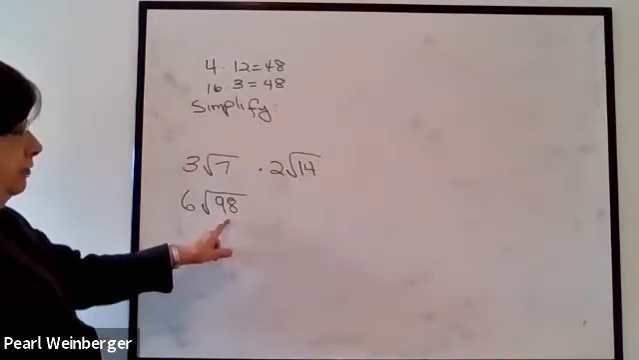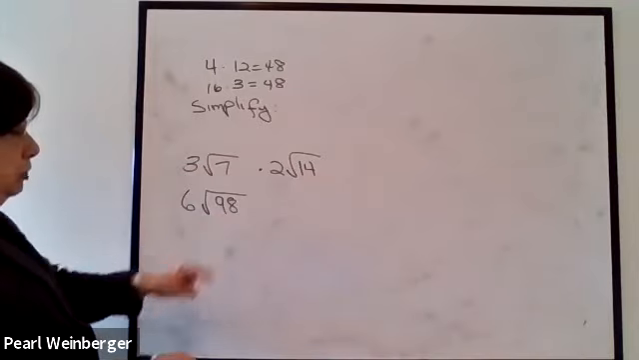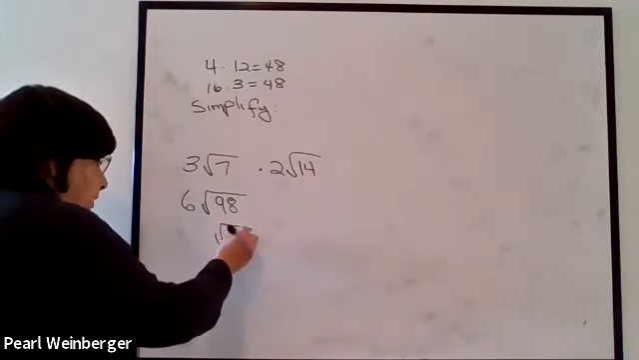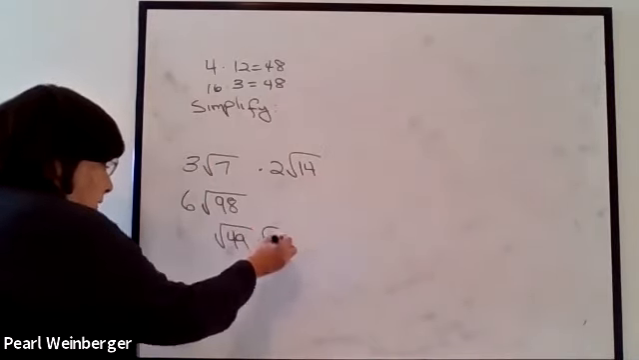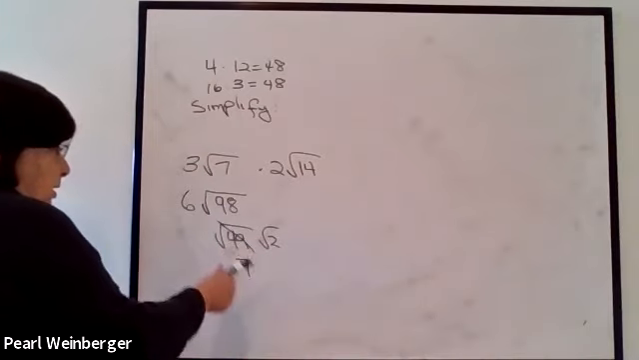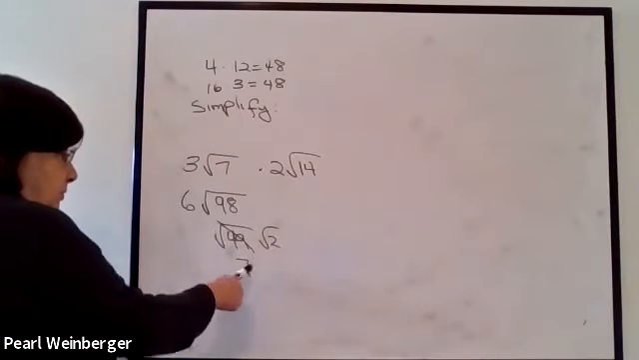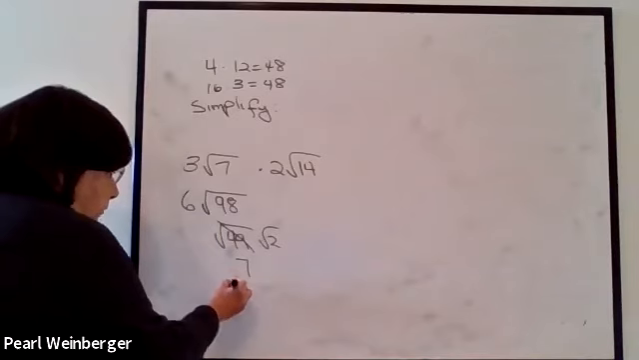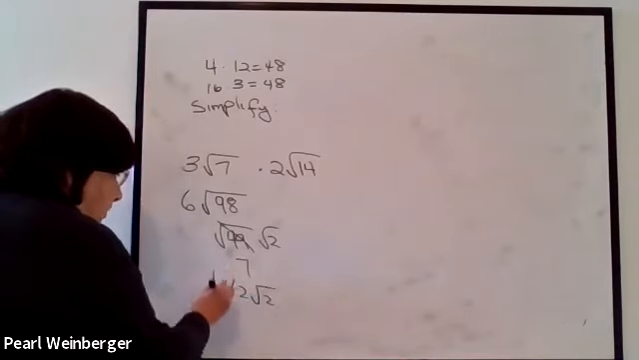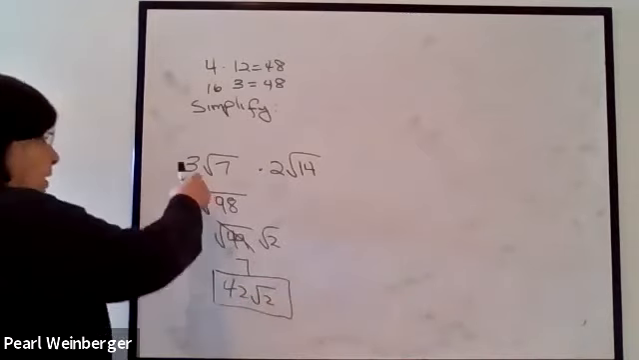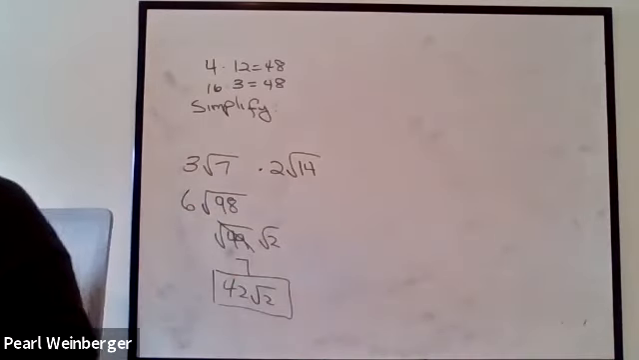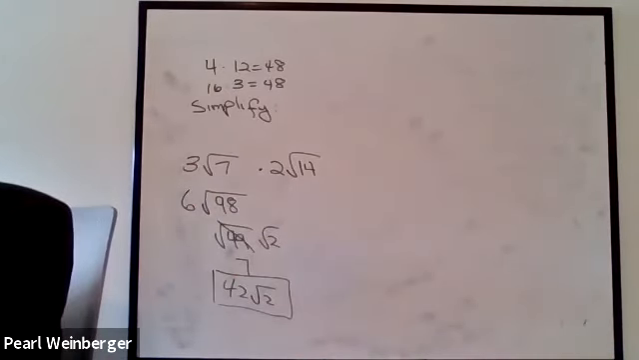And if you look at it, if you divide 98 by 2, you get 49, which is a perfect square. So it's 49 times 2. And the square root of 49, of course, is 7. So now I multiply the 6 times the 7, and that gives me 42 radical 2 as the answer for multiplying these two radicals. So the rules for multiplication are pretty direct also.